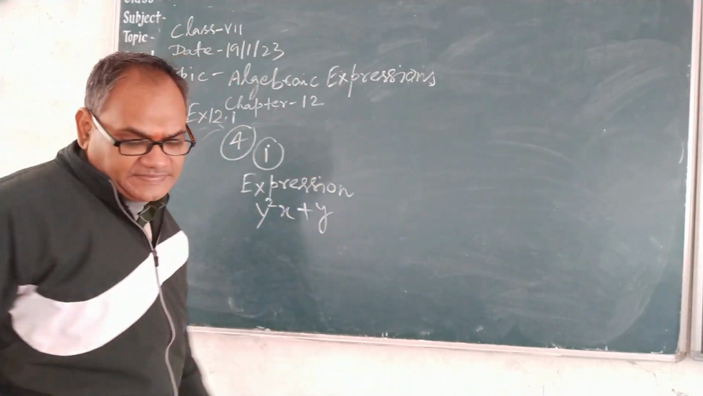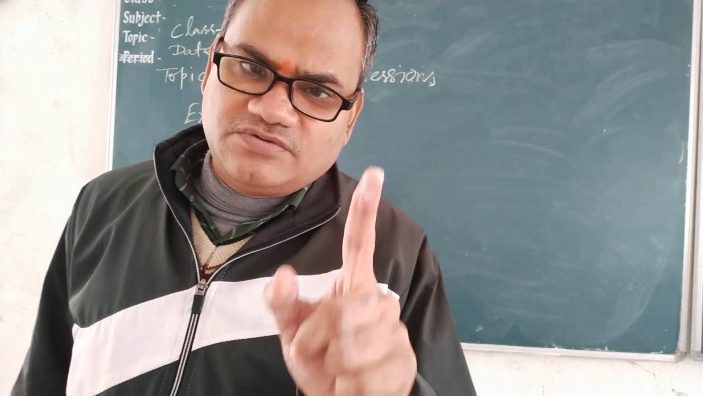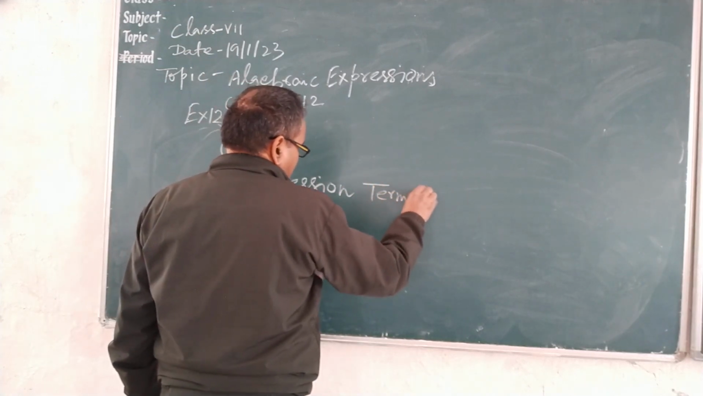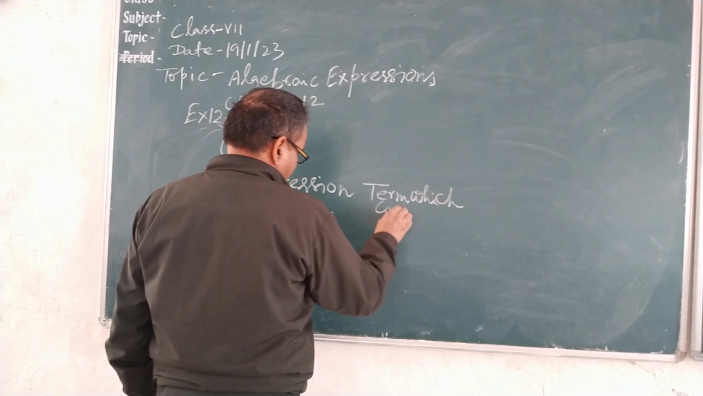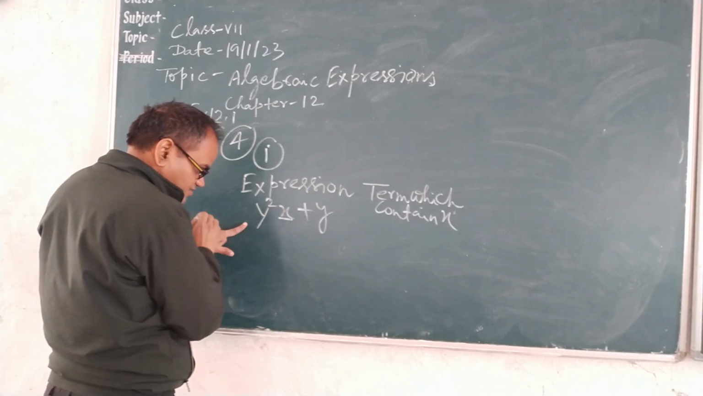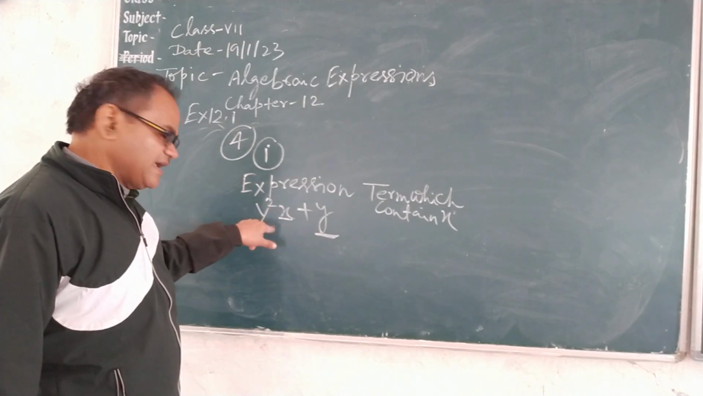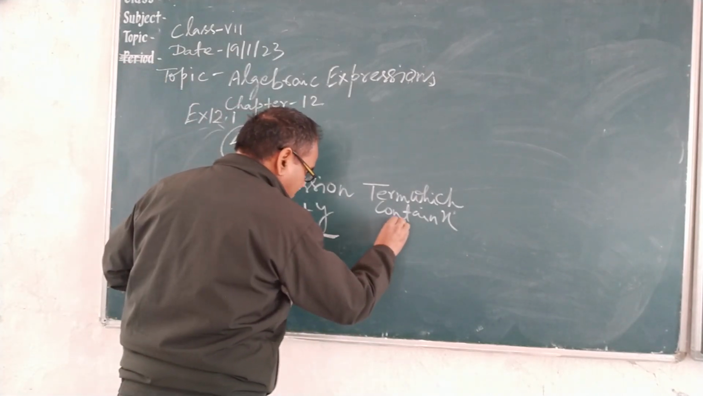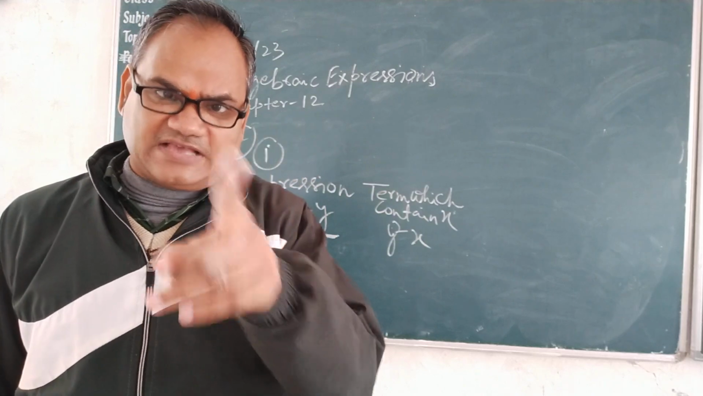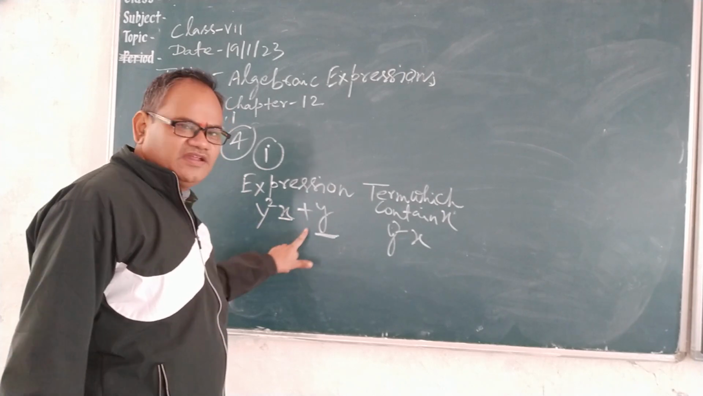Now, what do you have to identify? Identify terms which contain x and give the coefficient of x. Now, the term which contains x. You can see here, y square x contains x, plus y. Does y contain x? No. Y square x contains x. So you can write here y square x, because you have to identify the terms which contain x only. So it means this term, y square x, is containing x.